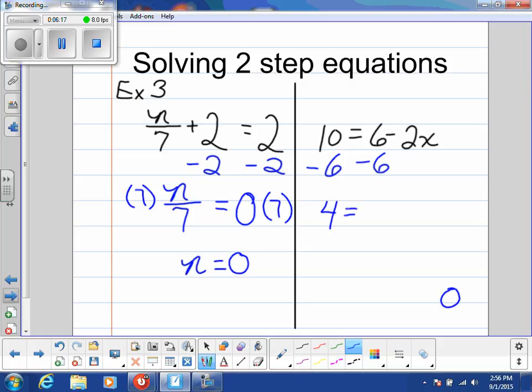6 minus 6 is 0, and that leaves me not with 2x, but with a negative 2x. For now, understand this. If you have what started out as 6 minus 2x, and now there's not a number here anymore because you subtracted it to get 0, you can now start calling this negative 2x. The coefficient now is negative 2, so divide both sides by negative 2.